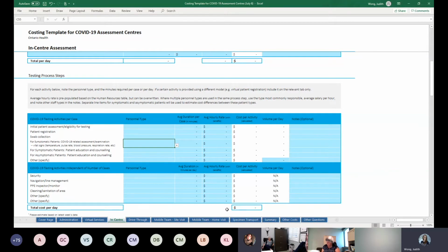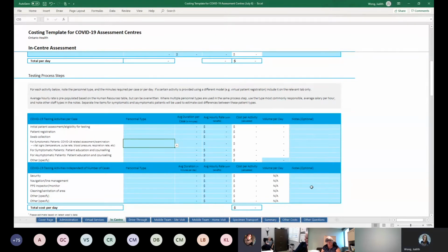If public health is the one hosting the assessment center, do we need to complete this costing template, or is it the hospital it's affiliated with? I'm not sure I understand that question. Whoever is hosting the assessment center and is responsible for it and understands the operations of the assessment center should be submitting the template.